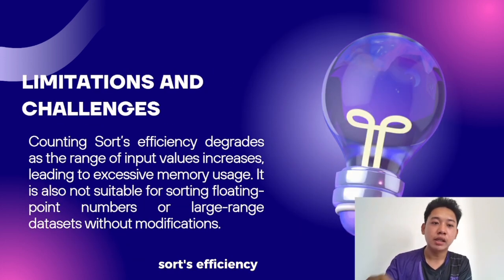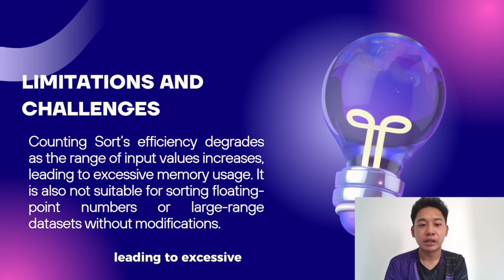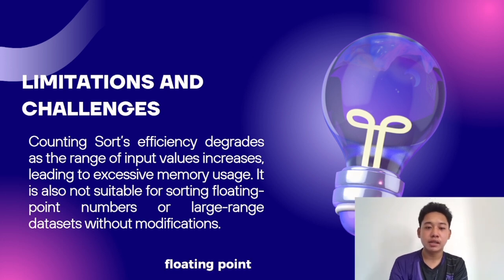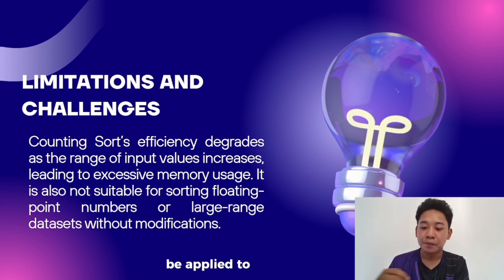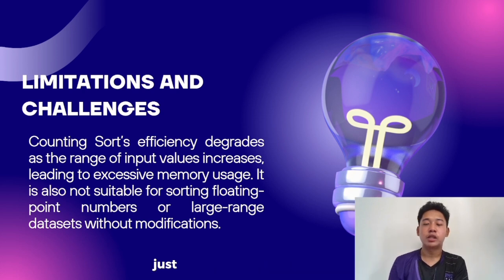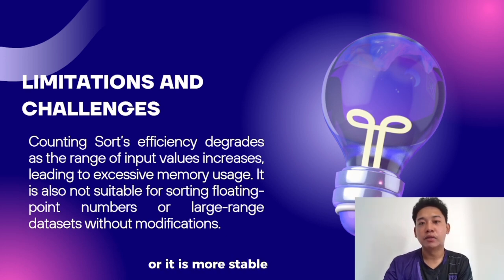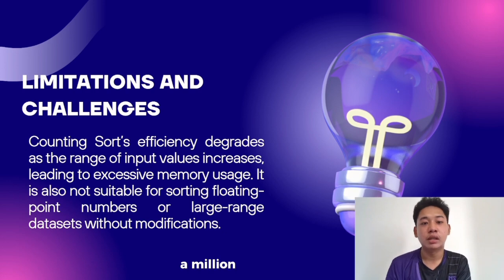Counting sort's efficiency degrades as the range of input values increases, leading to excessive memory usage. It is also not suitable for sorting floating point numbers or large range datasets without modification. So one of the challenges of using a counting sort is that it cannot be applied to a wide variation of datasets, like a million or more. It is more stable on the minimum side, 1,000 or below, and won't reach a million for it to be stable.